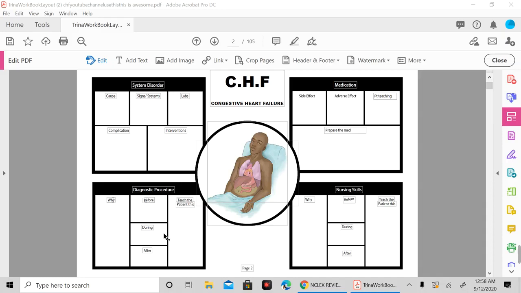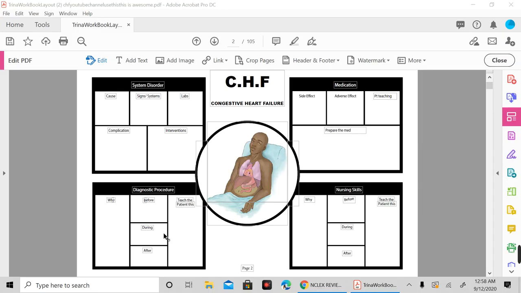Interventions, daily weights. As a nurse, I'm going to make sure that this patient has daily weights. What are some of the side effects of the medications that we give the patient? The medication that I know that we give most often for congestive heart failure is digoxin. Side effects: irregular pulse, decreased appetite. Adverse effects: digoxin toxicity.